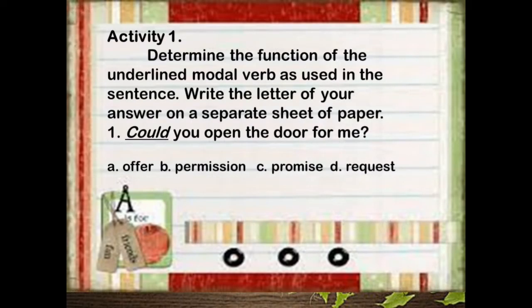Now let's proceed to our first activity. Determine the function of the underlined modal verbs as used in the sentence. Write the letter of your answer on a separate sheet of paper. Okay, number 1. Could you open the door for me? A. Offer. B. Permission. C. Promise. D. Request. And what's your answer? D. Request. That's correct.